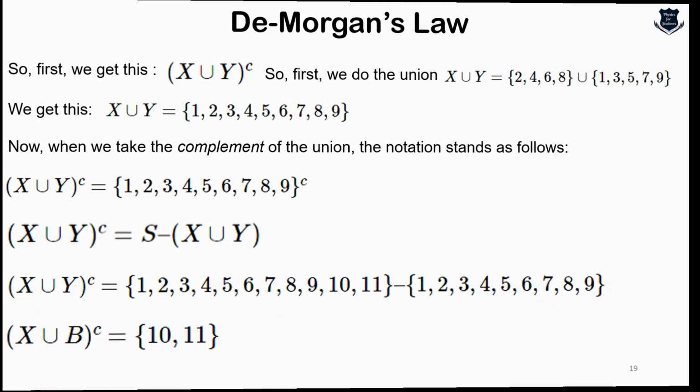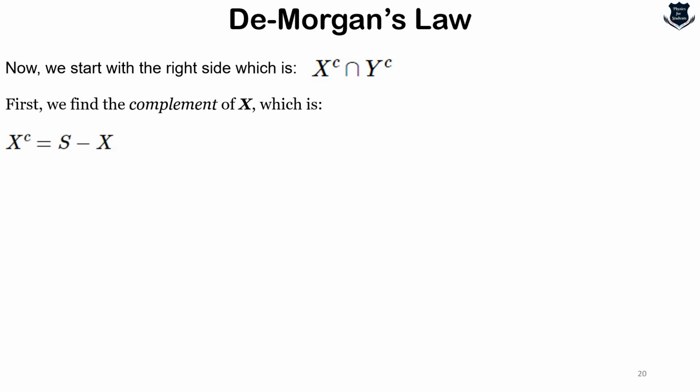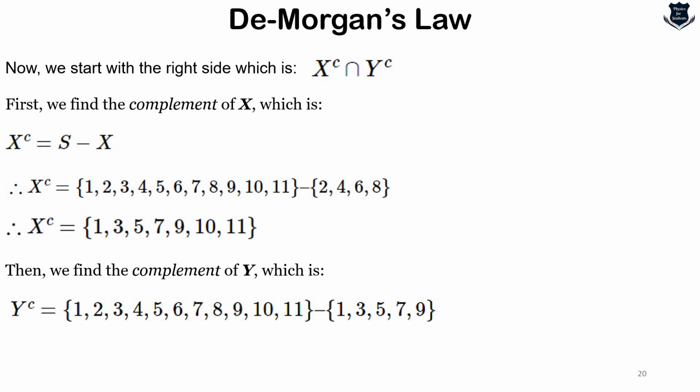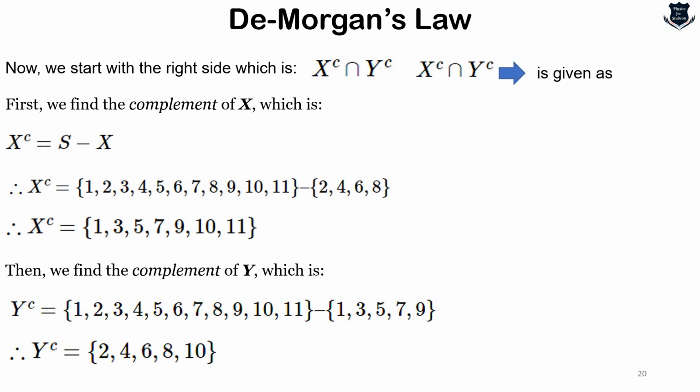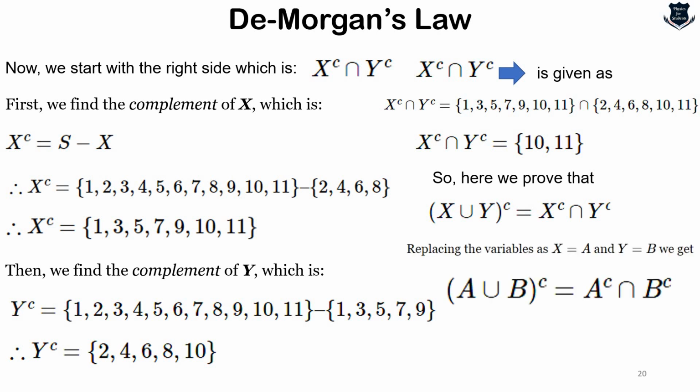Now we start with the right hand side, which is the intersection part. First we find the complement of X, which is again the universal set subtracted by X. Then we find the complement of Y, that is the universal set minus Y, and we get the numbers 2, 4, 6, 8 and 10. You can verify with the earlier part that these numbers are not present in Y, so we take the complement this way. Now X complement intersection Y complement is given by this, and here we prove that (X union Y) complement equals X complement intersection Y complement.